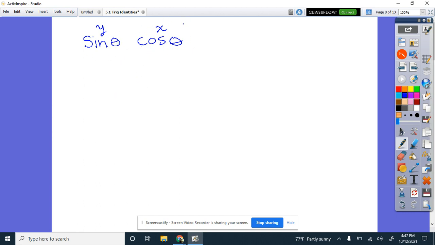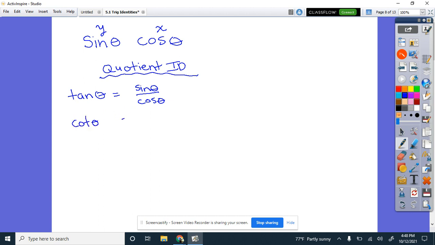Now, the next kind of identity that exists is a quotient identity. Remember, quotient is related to fractions or division. A quotient identity is, for example, tangent. Tangent can be rewritten as sine theta over cosine theta, right? And then the other quotient identity is cotangent. Remember, cotangent is the opposite or the inverse of tangent. So that would just be cosine theta over sine theta.